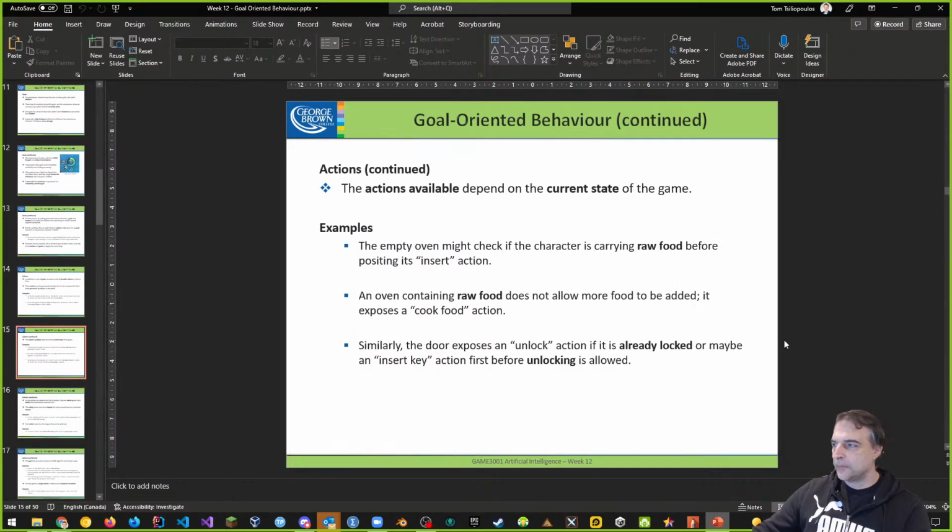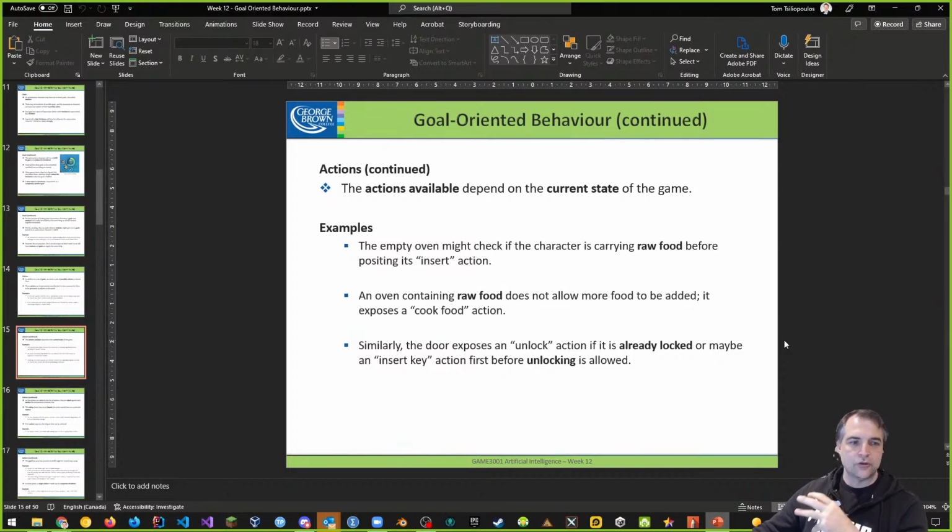So on that, let's continue with actions. The actions available depend on the current state of the game, right? So not all actions are available all the time. Whereas in a decision tree, all the actions at the leaf nodes of the tree are available, right? It depends on which state the character's in. Let's say, for example, if some condition is met in a decision tree, it's going to quickly go from one condition to the next, and finally it's going to end up at some predetermined action. Not so in goal-oriented behavior.